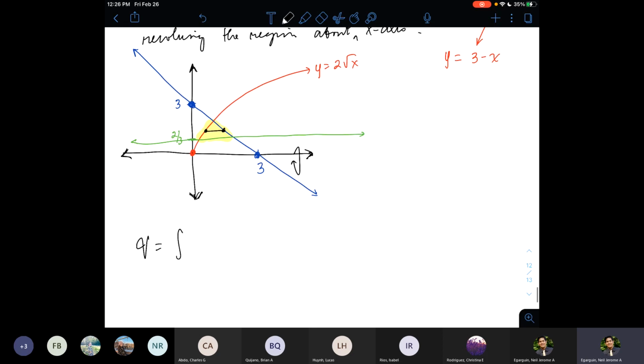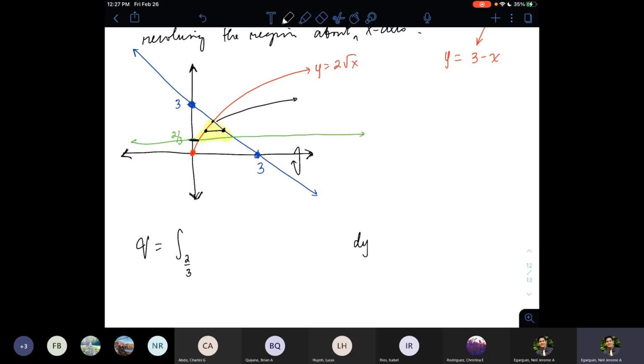So I'll choose horizontal strips here. And remember that horizontal strips always go with the variable y. And then we need to bound the y's, right? So the lower bound for the y's would be 2/3, because the region starts precisely when y is equal to 2/3. And when will it end? It will end here at the point of intersection of the red and the blue graphs.